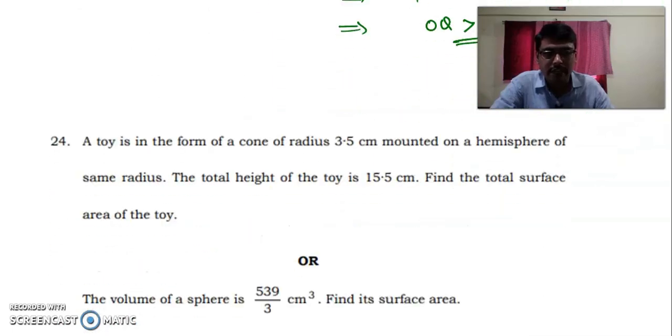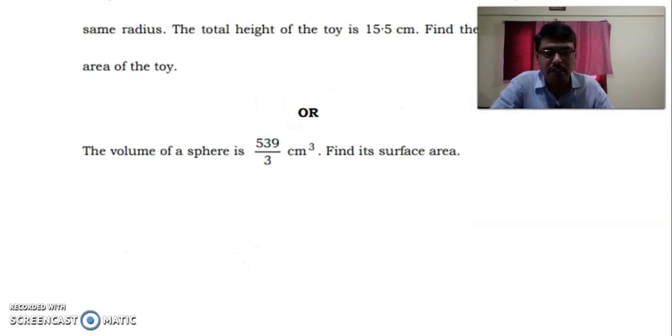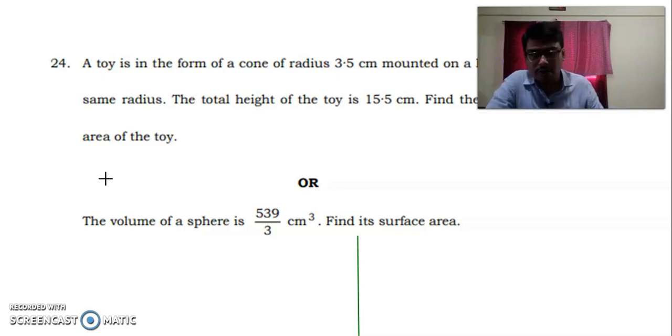So now we'll take the last question in this segment, that is the 2 mark segment. There is an internal choice given for this. The first question is on the combination of solids. A toy is in the form of a cone of radius.